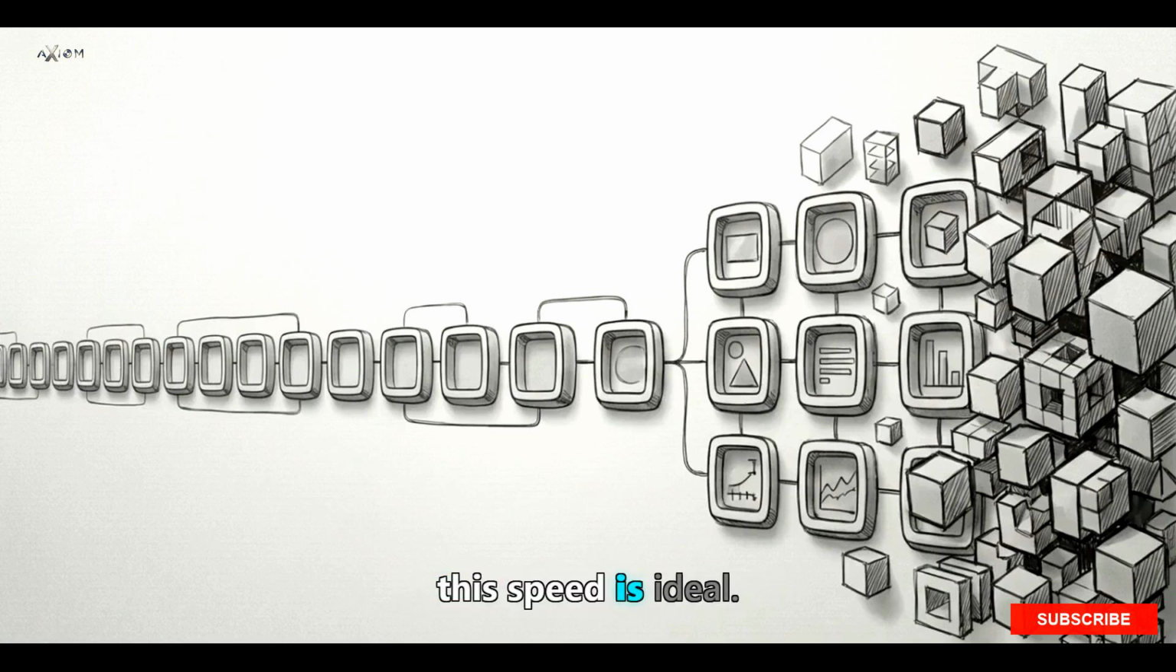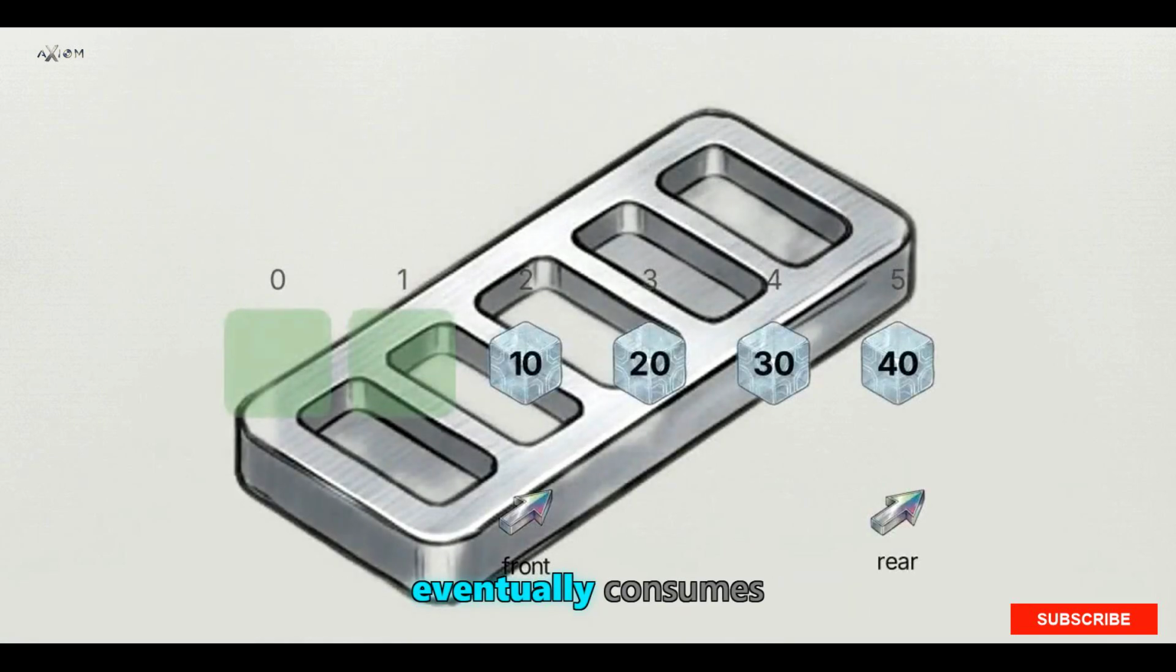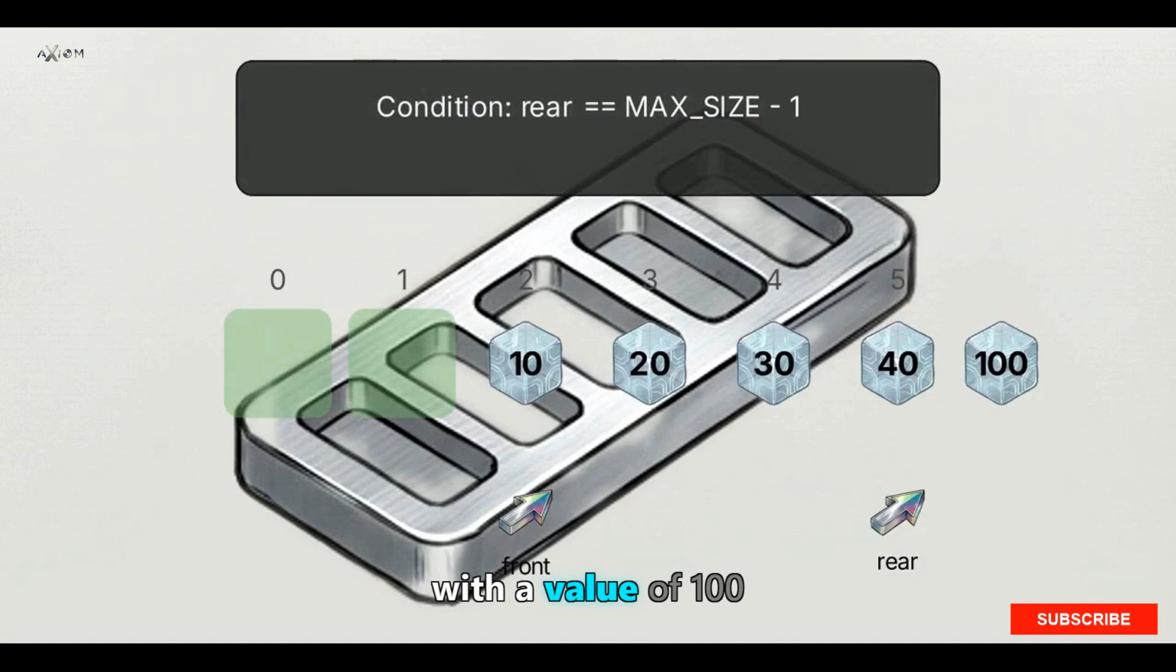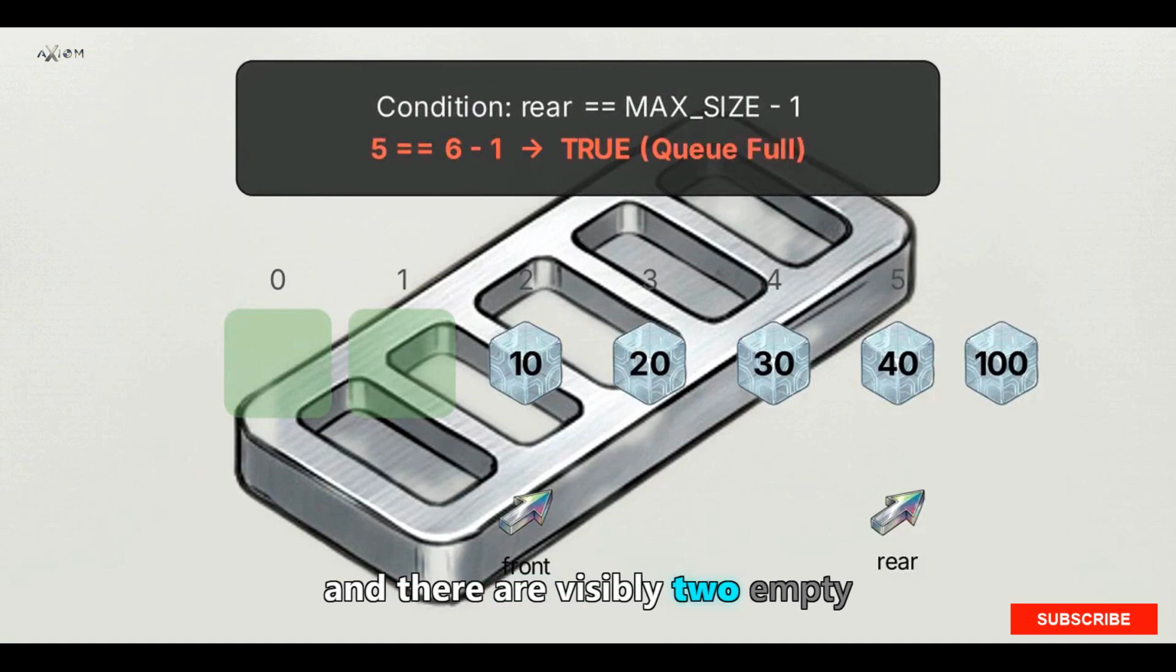While this speed is ideal, the forward march of both pointers eventually consumes the entire array. This creates a spatial footprint that cannot be sustained over long-term runtimes. This creates a conflict in the system's logic. We have a new element with a value of 100 that needs to enter the queue, and there are visibly two empty slots at the front of the array.